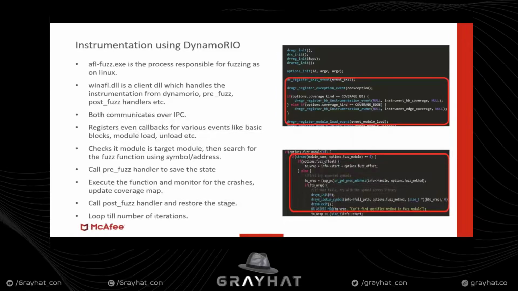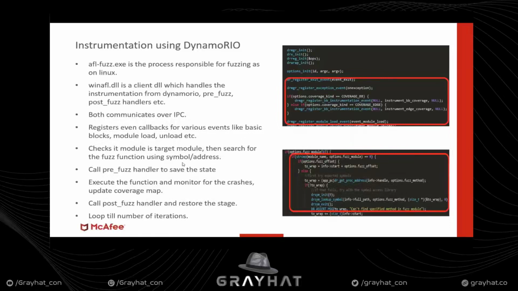If the first function crashes or hangs, it will save the crashing input inside the crashes folder, or the input which is causing hangs inside the hangs folder. If the input doesn't cause any crash or hang, then it will let the function finish its execution and then it will call the post-fuzz handler. The post-fuzz handler will restore the state of the system and the same cycle will be repeated. So WinAFL will do this for a number of iterations which is configurable. This is something which can be given at the command line.